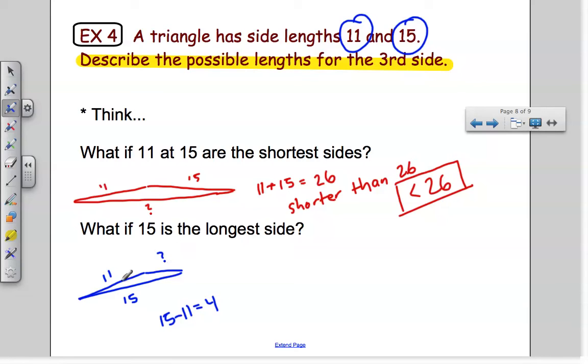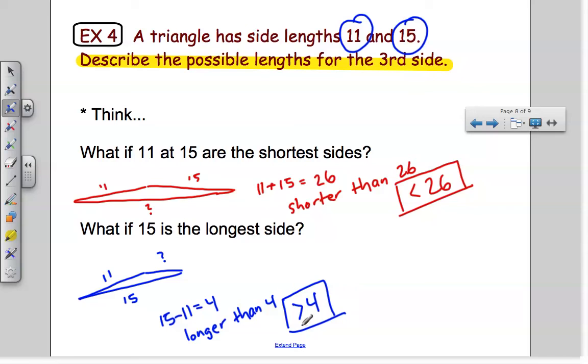Now, if this side was 4, though, 11 and 4 is exactly 15. And remember, that's not okay either, because that would be a line on top of a line. And if this was only 3, 11 and 3 would be 14. Oh, wait, that's not going to reach 15. So you're thinking it has to be longer than 4. 5 would work. 11 and 5 would be 16. That is bigger than 15. Even 4.1 would work, as long as it's longer than 4 or greater than 4.